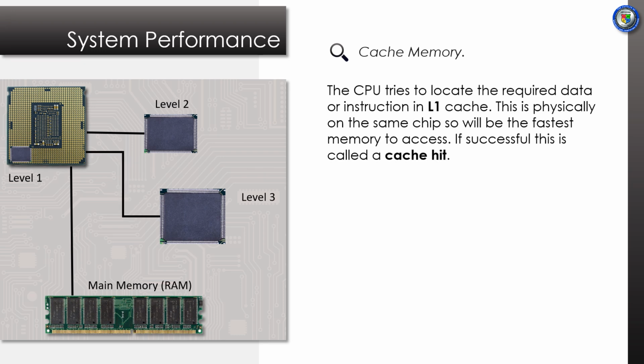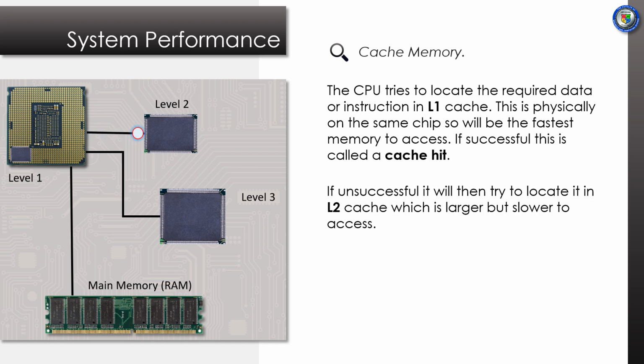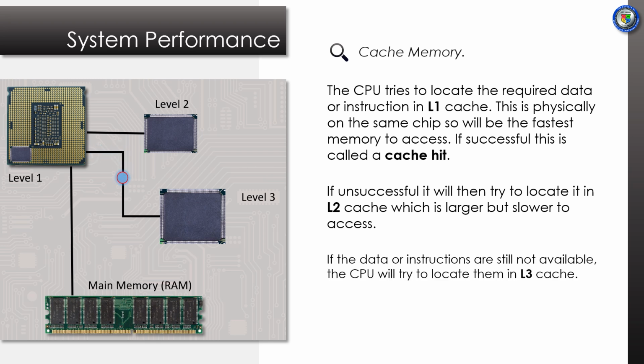Let's look at this in an example. The CPU tries to locate the required data or instruction in level 1 cache. This is physically on the same chip, so it will be the fastest memory to access. If successful, this is called a cache hit. If unsuccessful, it will then try to locate it in level 2 cache, which is larger but slower to access. If the data or instructions are still not available, the CPU will try to locate them in level 3 cache.